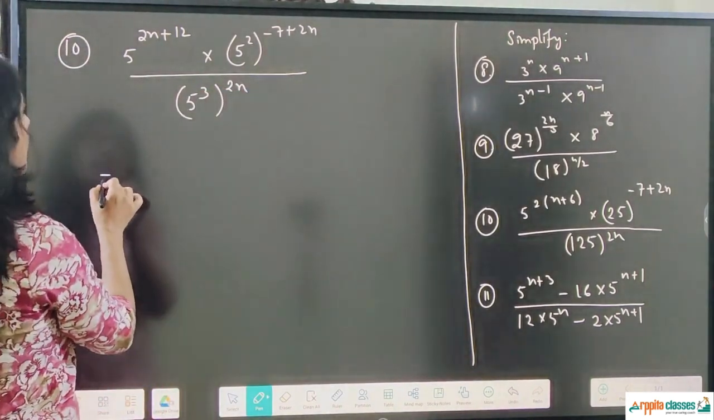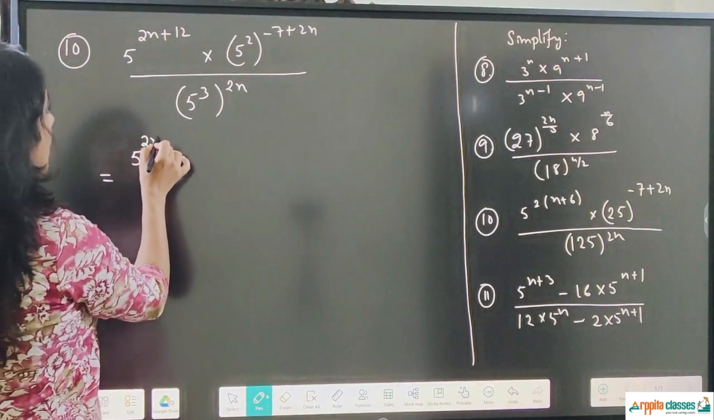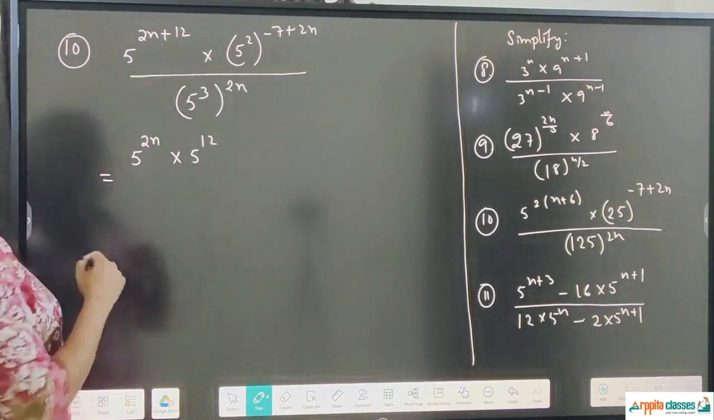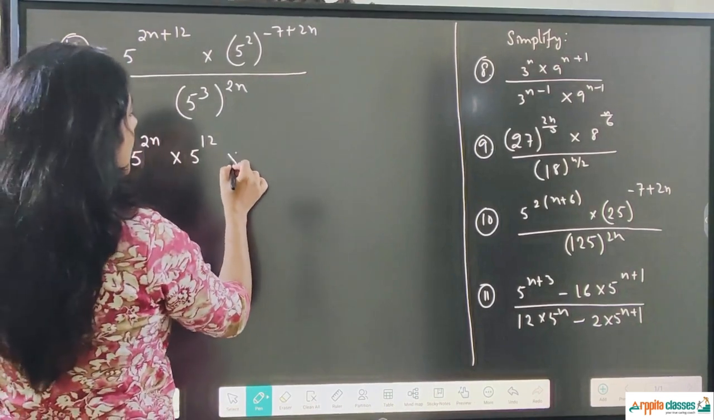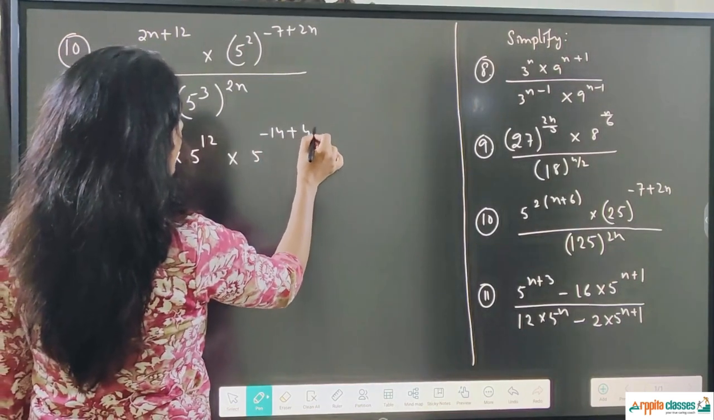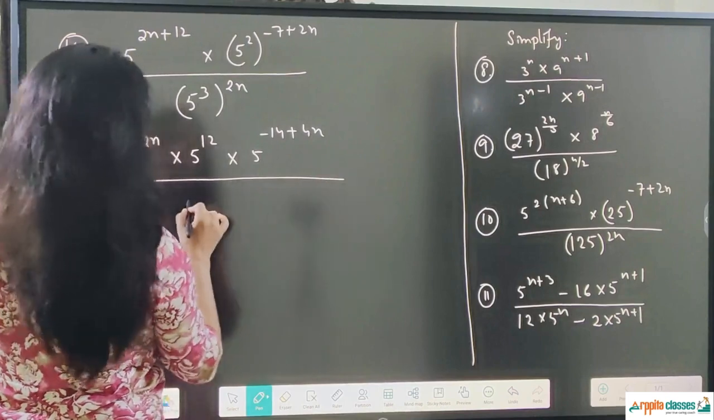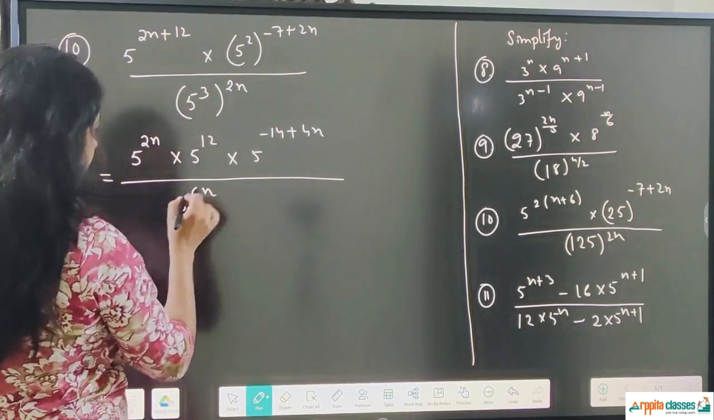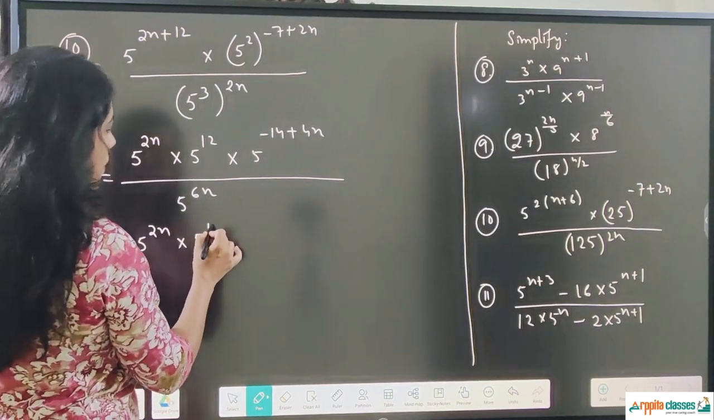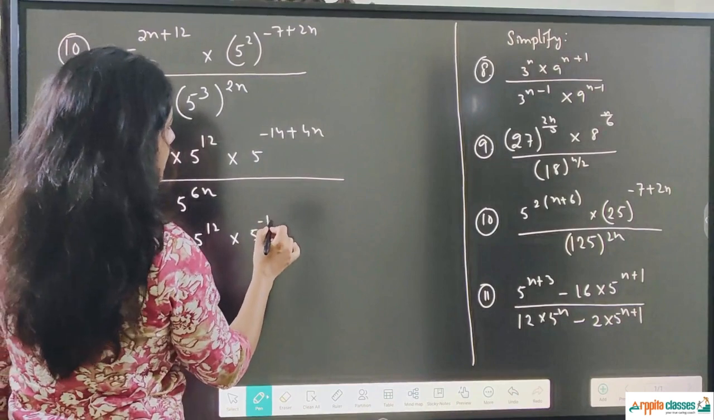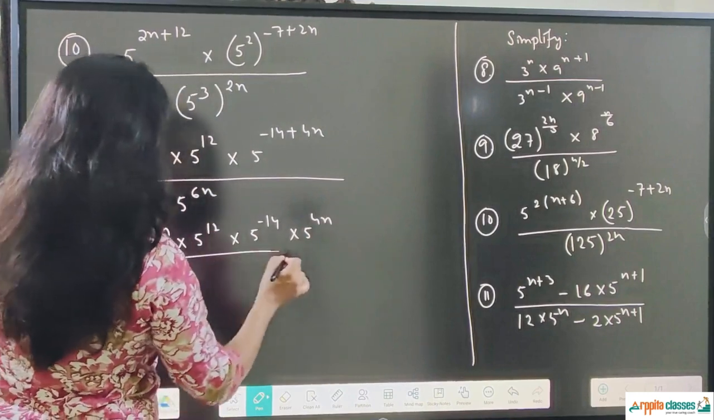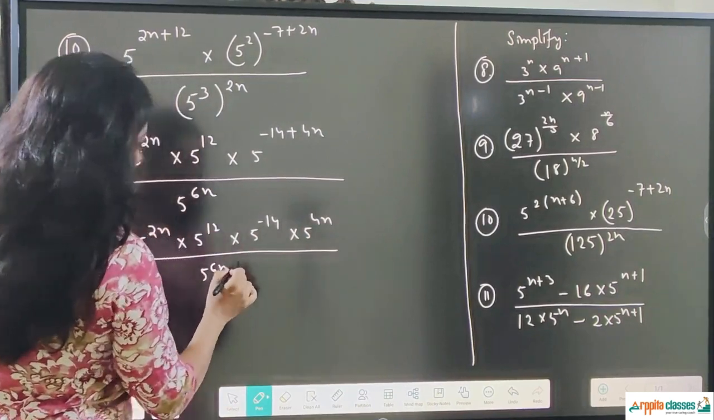So now we'll write this as 5 to the power 2n into 5 to the power 12. Again the same thing, I just separated them out, so this will be 5 to the power minus 14 plus 4n. Now down we have 5 to the power 6n. So now this is 5 to the power 2n into 5 to the power 12 into 5 to the power minus 14 into 5 to the power 4n, divided by 5 to the power 6n.